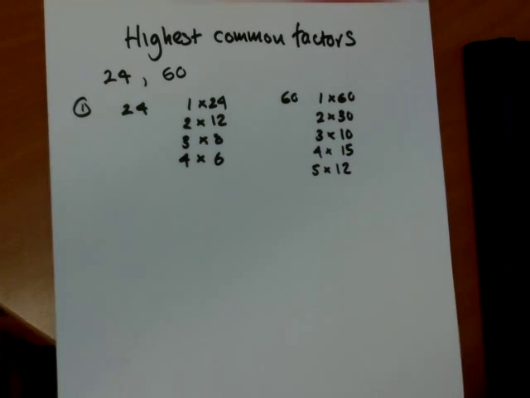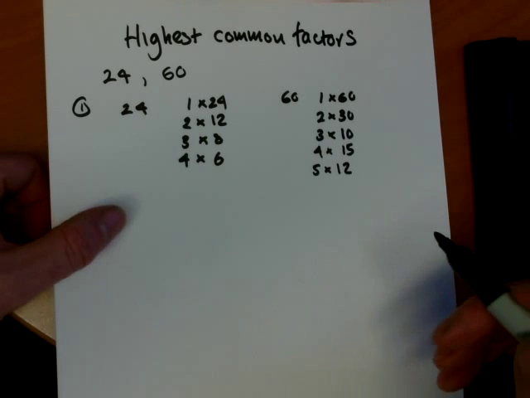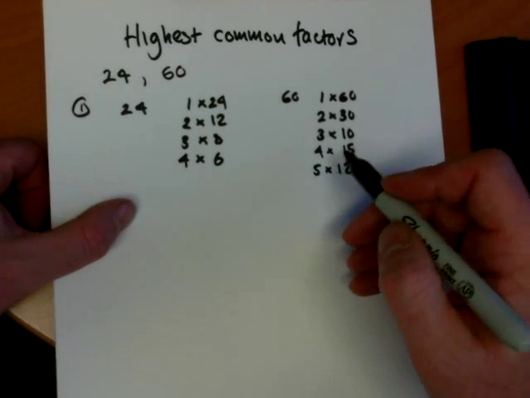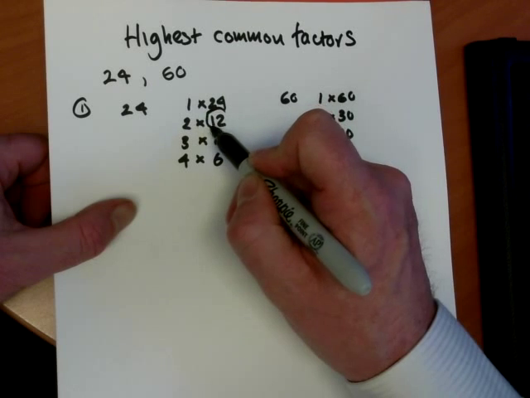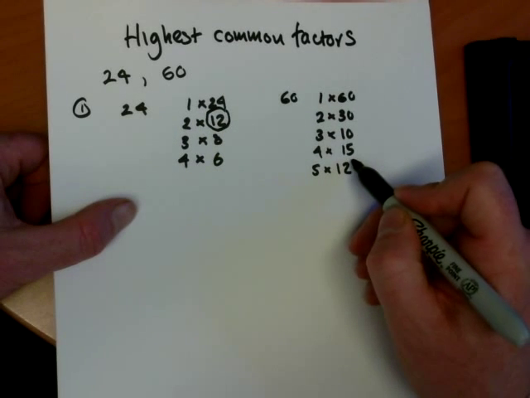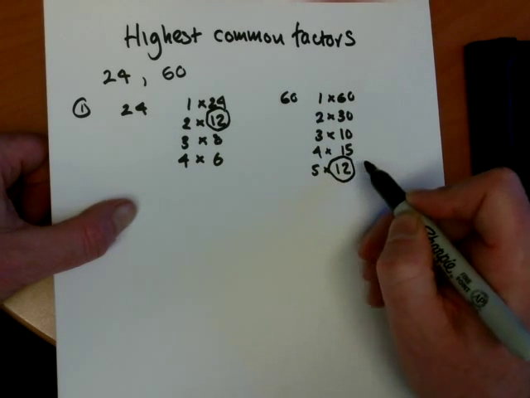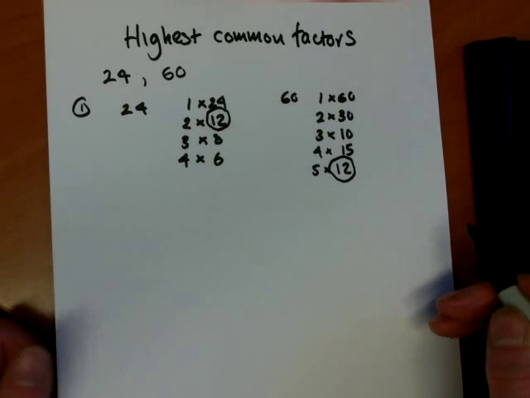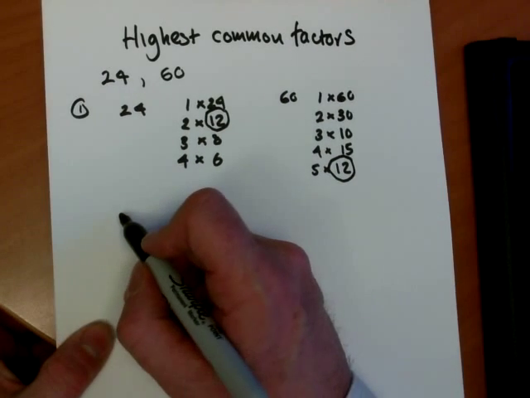So if we look for the highest number that goes into both, then the highest number I can see is 12. So that is the highest common factor of 24 and 60. Now there is another way that you can do it.